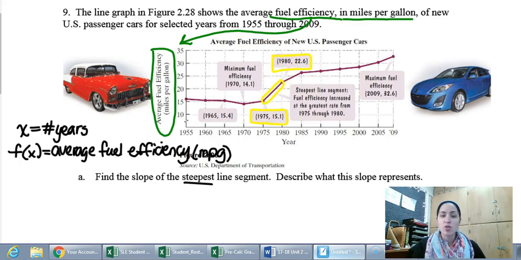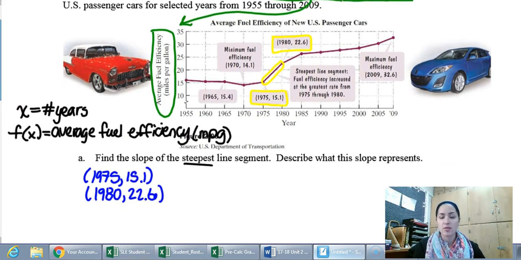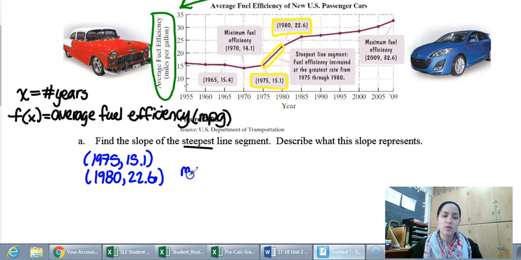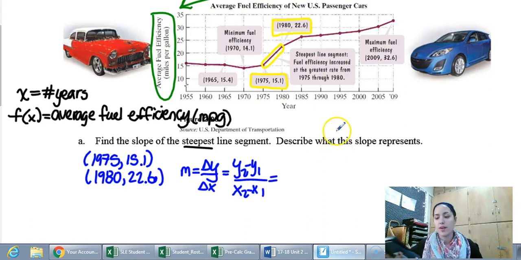This one is right here and right here. So that's how I know the two ordered pairs I need are 1975, 15.1, and 1980, 22.6. So now that I have my ordered pairs, nothing holds me back from using what I know to calculate slope and answer this question. So we're going to do m equals change in y divided by change in x equals y2 minus y1 divided by x2 minus x1. And if you could press pause, that would be awesome. You finish finding the slope on yours, and I will find the slope here, and we'll compare answers.